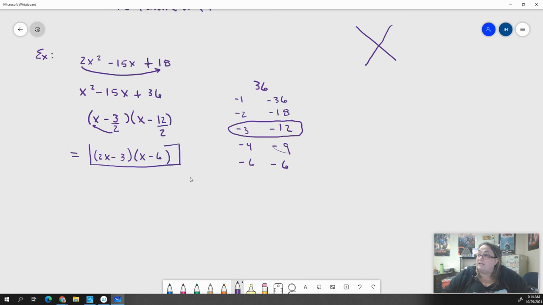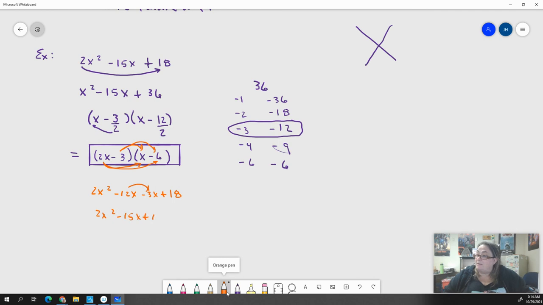If we wanted to, we could check it, right? We could multiply these two things together and we could see that it's going to take us back to the original equation. If I multiplied 2x times x, I would get 2x squared. If I multiplied 2x times negative 6, I would get minus 12x. If I multiplied negative 3 times x, I'd get minus 3x. And if I multiply minus 3 times minus 6, I get positive 18, because negative times a negative is a positive. And then when we combine these like terms right here, we would have 2x squared minus 15x plus 18.